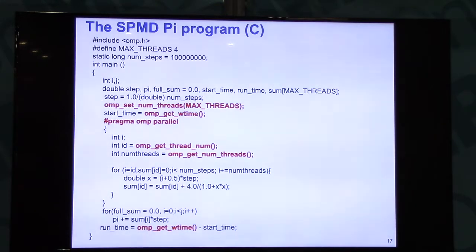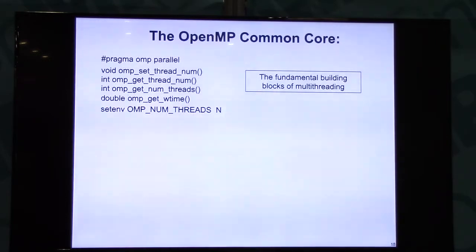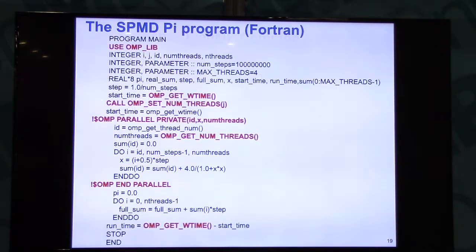The advantage of this style of programming is it's very nice when you want to take advantage of the NUMA features of a system. So it's a really handy way to program. So that's one way people use it. I call that the fundamental building blocks of multi-threading: parallel, set thread number, get thread number. Oh, there's a typo there. At any rate, then the other way people use OpenMP, oh, I'm sorry.